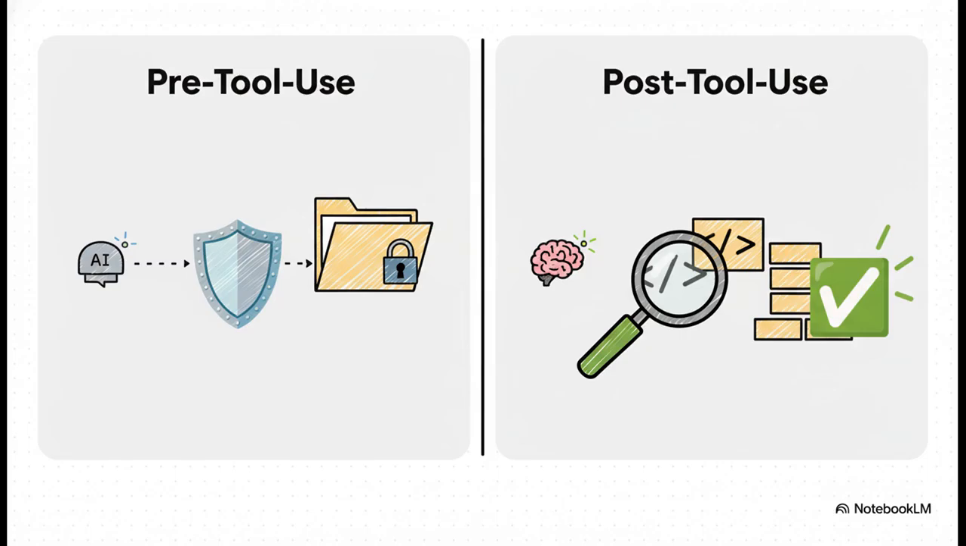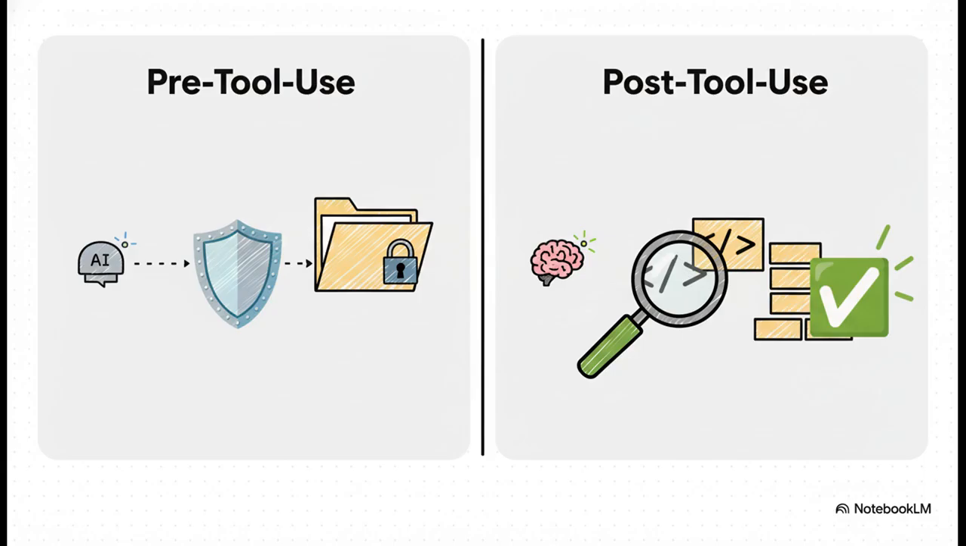Now, understanding the difference between these two is absolutely key. Pre-tool use hooks are your proactive defense. They're like the bouncer at the door. They run before anything happens and can stop the action completely. This is perfect for things like security, telling Claude, nope, you are never allowed to read that .env file.